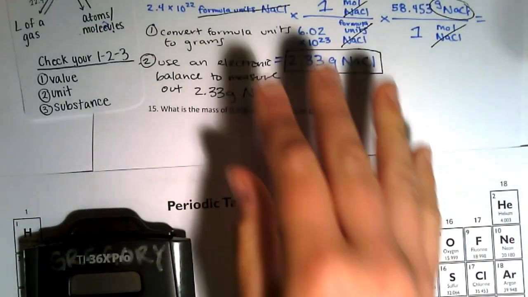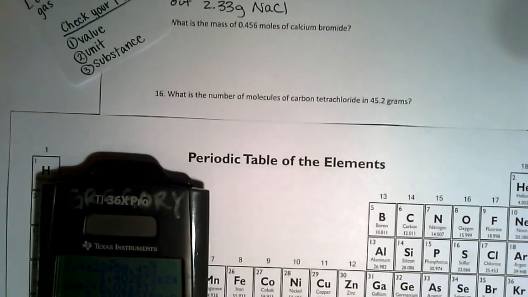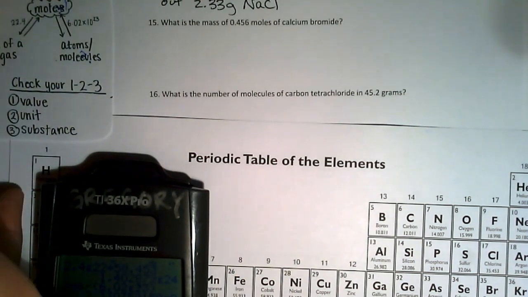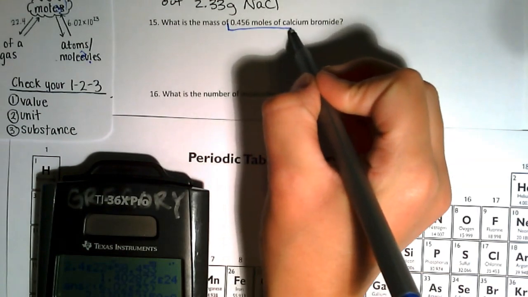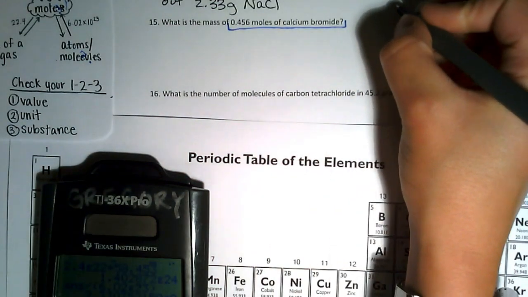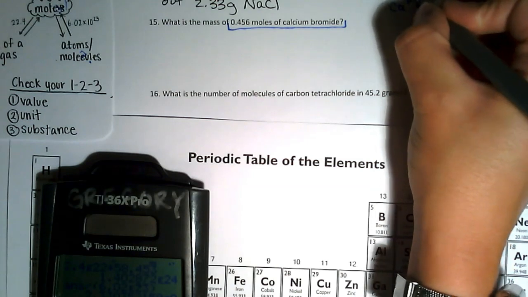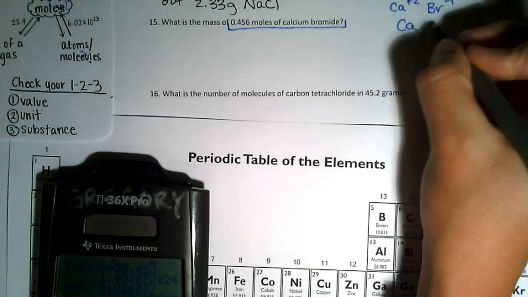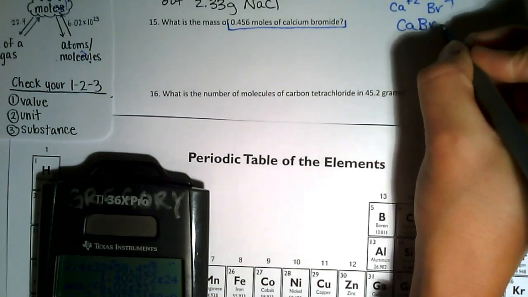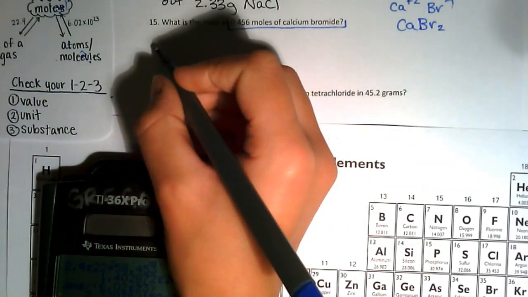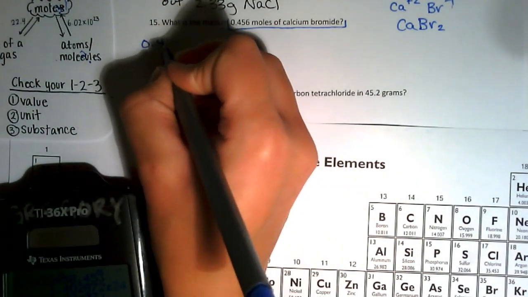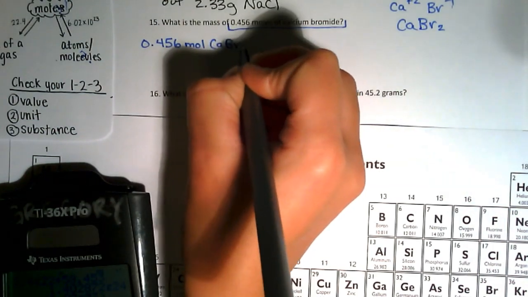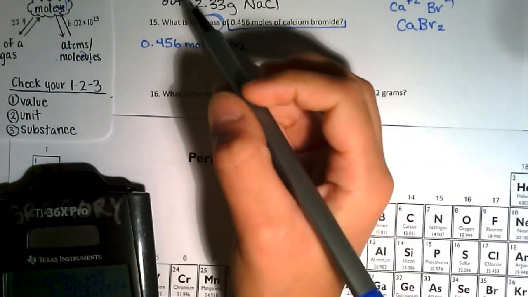Alright, number 15, let's see. What is the mass of 0.456 moles of calcium bromide? Okay, so we have moles, 0.456 moles of calcium bromide. Calcium bromide, calcium has a +2 charge, bromine has a -1 charge, so calcium bromide is going to be CaBr2. Okay, so we have 0.456 moles of CaBr2, and we need to get to mass. We need to get up to grams.